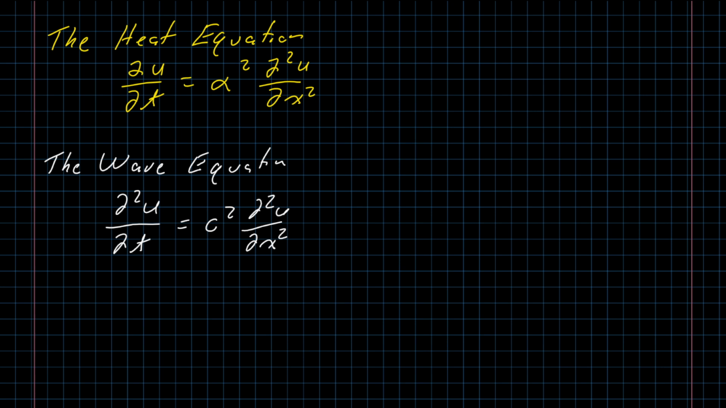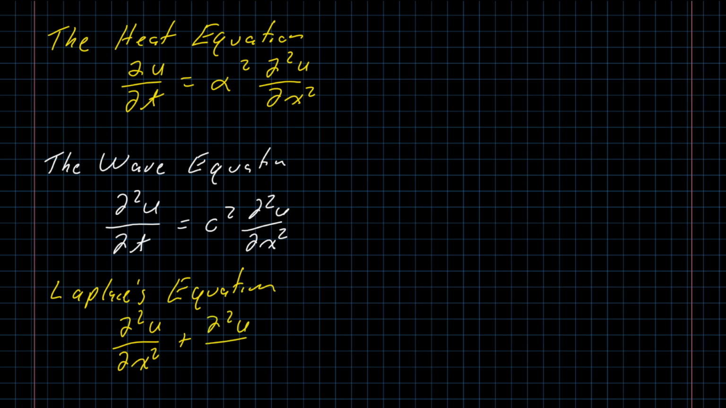And then the third canonical form is known usually as Laplace's equation. And this is the one that generally we write dealing with only spatial dimensions. So it's going to be the second partial of u with respect to x plus the second partial of u with respect to y is equal to 0.